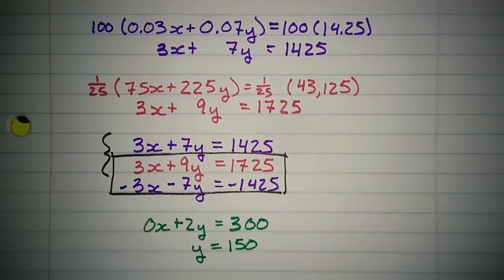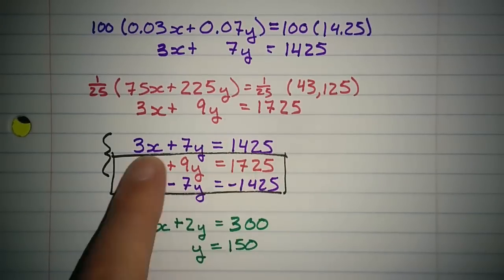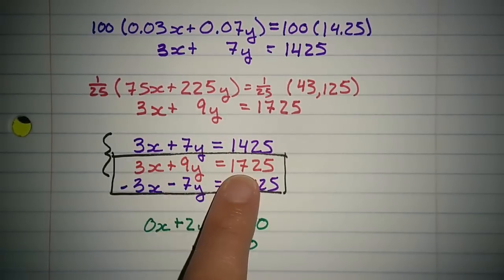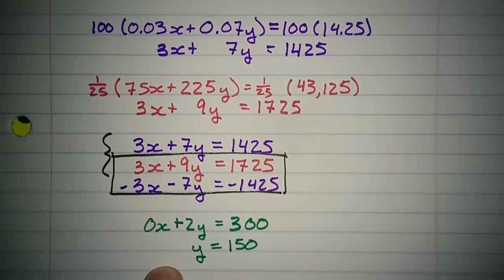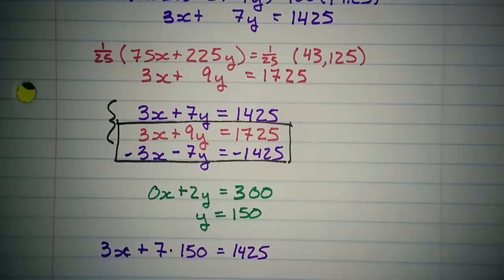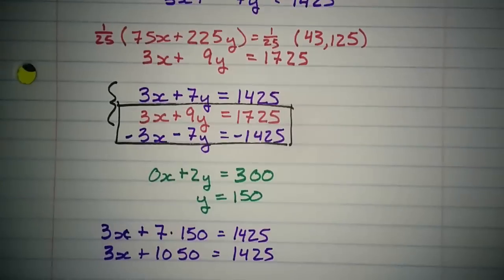And now I'm going to break my rule about going back to the original equations. I'll go back to both my original equations to check my work, but these equations are so much nicer to look at, I'm going to use this equation to find x. I get 3x plus 1050 equals 1425. By the way, I am doing arithmetic on a calculator off camera. I'm not doing this arithmetic in my head.